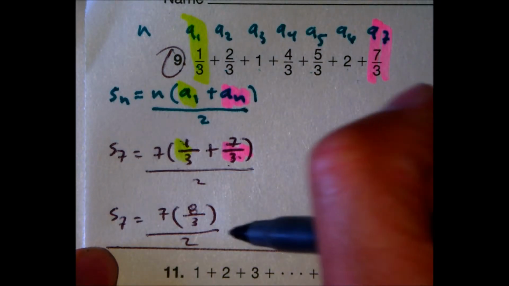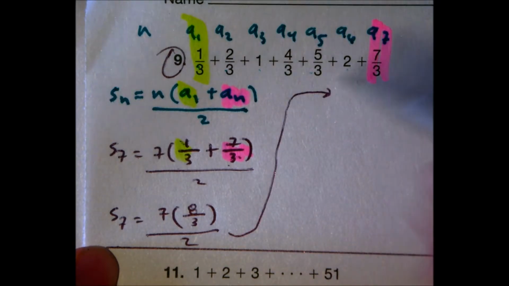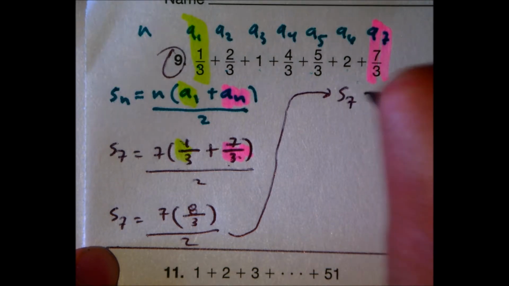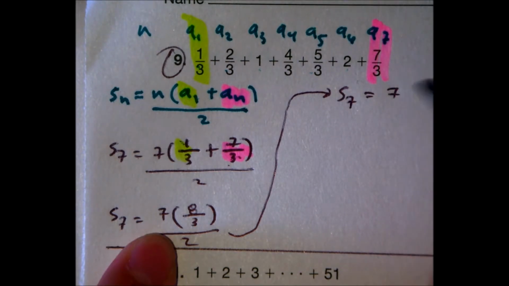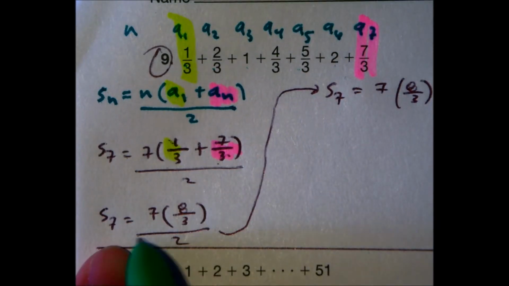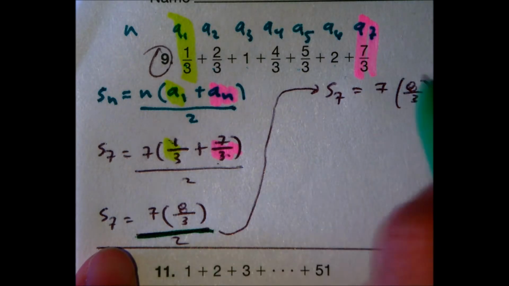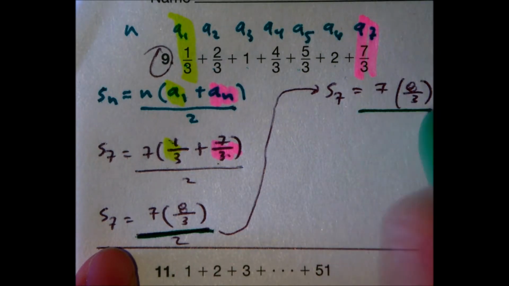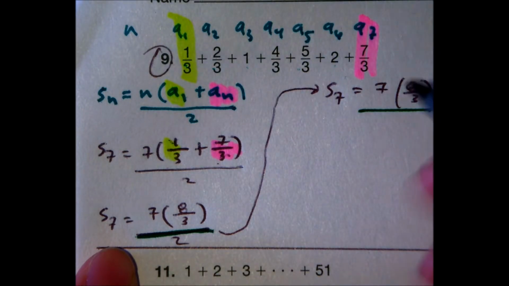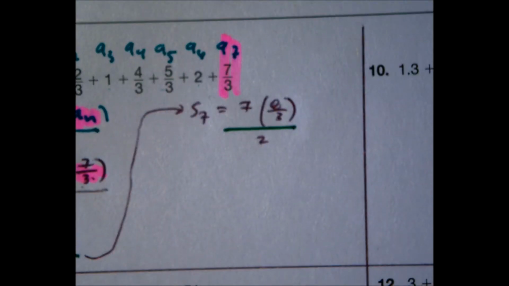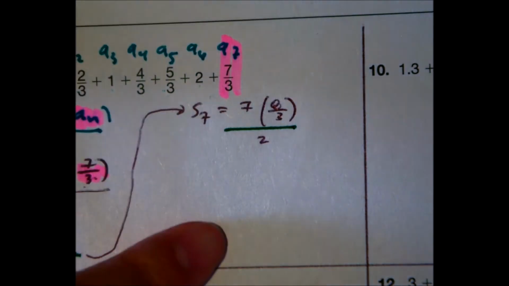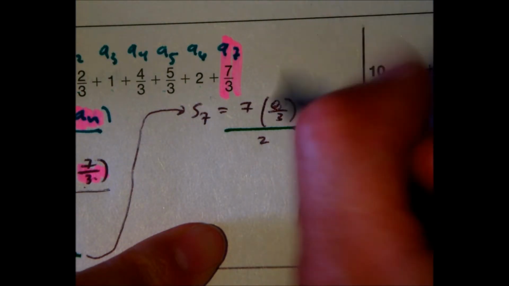We ran out of space, so I'm just going to come up here. S7, I'm just going to repeat it, 7 times 8/3. And here I'm going to do a little bit of a strategy. I'm going to take the fraction line and make it a different color, because you actually have a fraction within a fraction. Zoom in for you. How do you make 7 a fraction, class? 1.